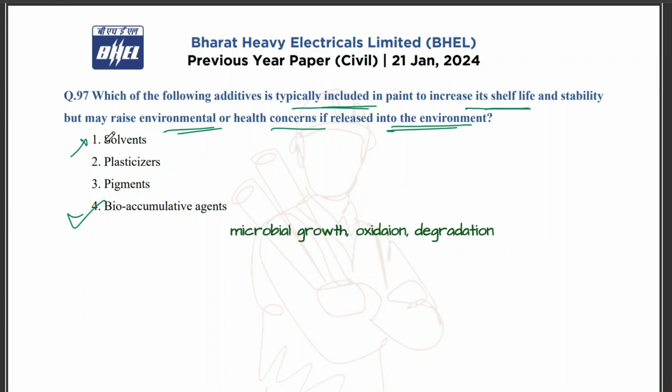Solvent helps in application and drying of paints but does not affect the shelf life. Plasticizers improve the flexibility and adhesion. The pigments provide the color and opacity.